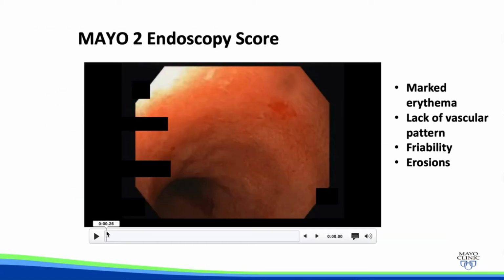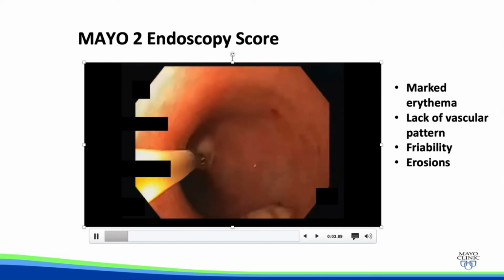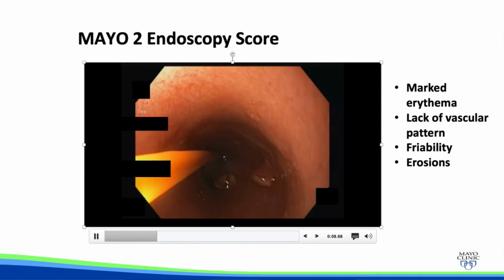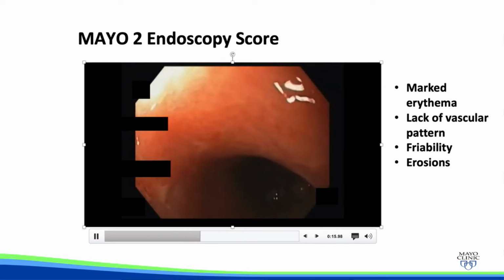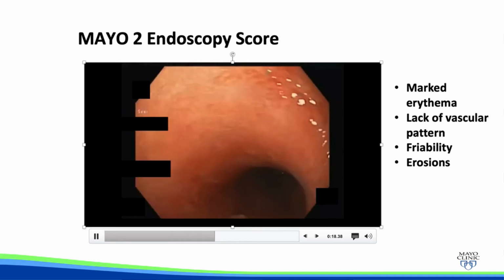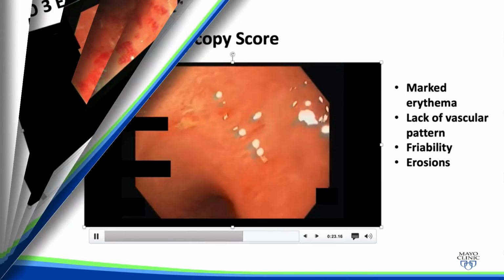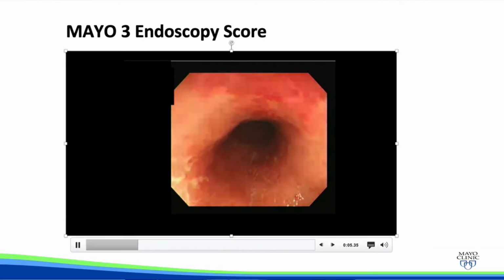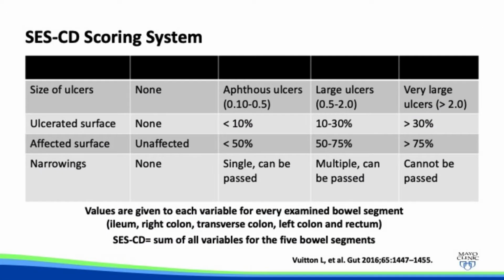So let's look at this first video showing a Mayo endoscopic score of 1. What you're seeing here is marked erythema, a lack of vascular pattern. You're seeing an inflammatory polyp at 6 o'clock in this image. And friability, if you were to rub against the mucosa, you can see some bleeding. The presence of erosions is quite important, and you use the presence of erosions to make something a Mayo 2. Let's now look at a Mayo 3 score. And in this particular score, what you're seeing is larger ulcerations, spontaneous bleeding. That's a Mayo 3.